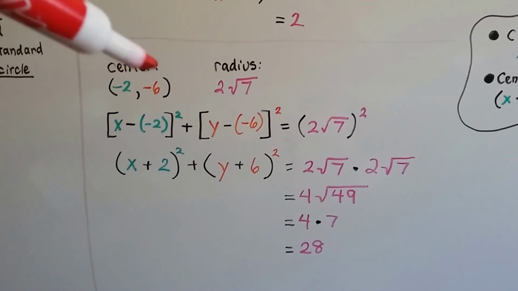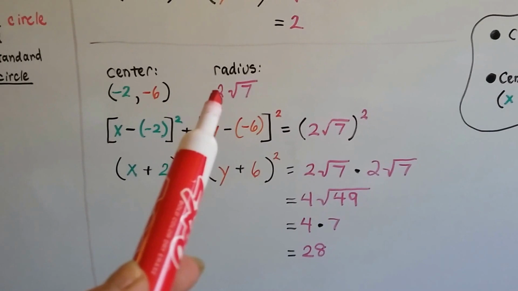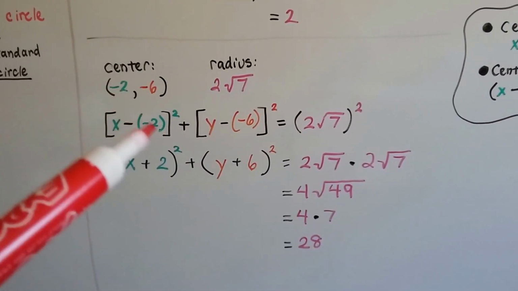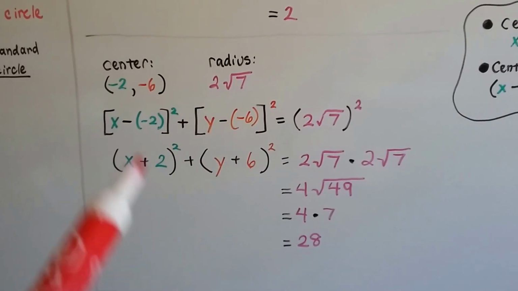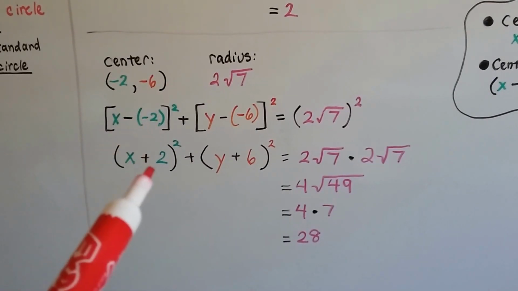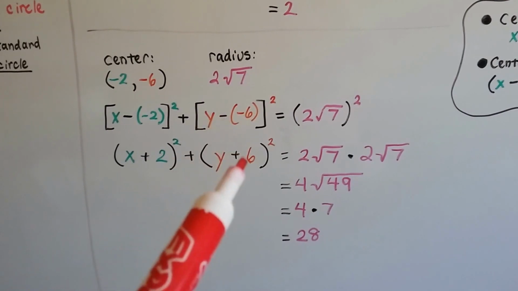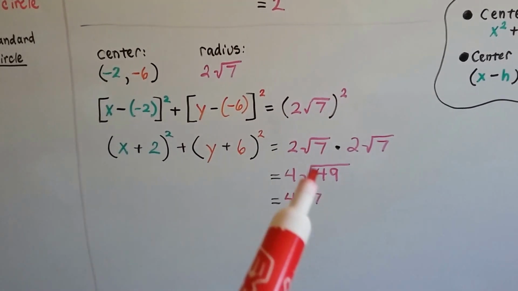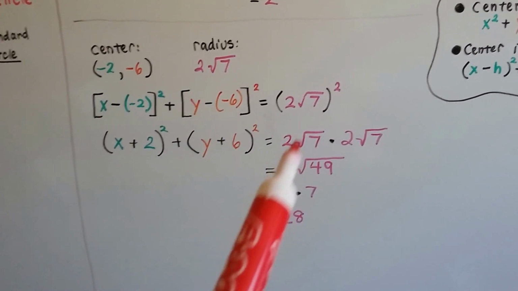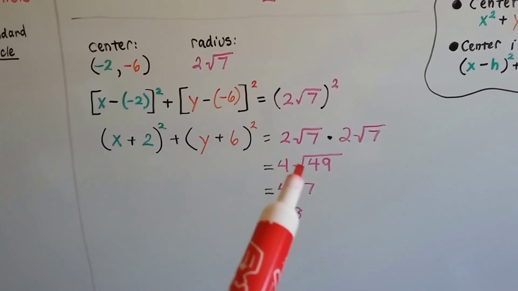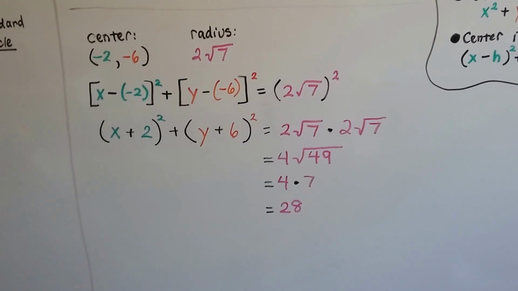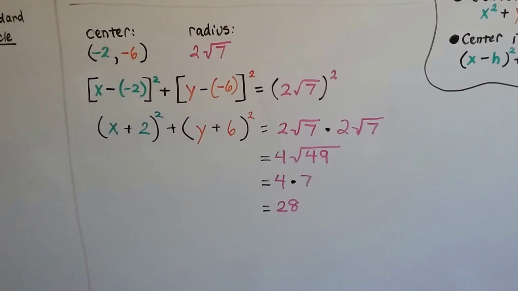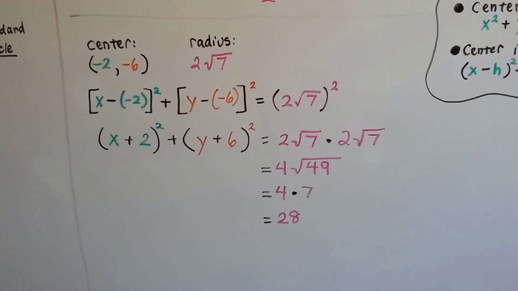Here's our h value, and here's our k value, and our radius is 2 times the square root of 7. We'll put in our -2 for our h value, our -6 for our k value. We're going to add the opposite here and get a +2. We're going to add the opposite here and get a +6. And 2 times the square root of 7 squared is 4 times the square root of 49, which is 7. So that means we have 4 times 7, which is 28. That wasn't that hard, was it?